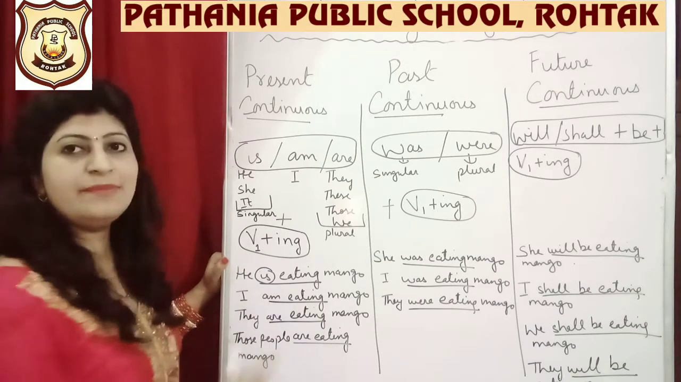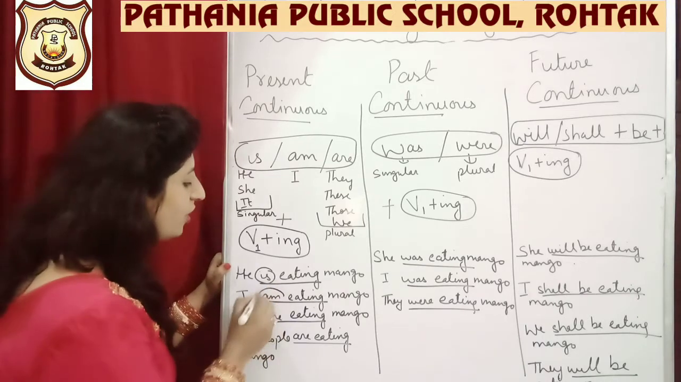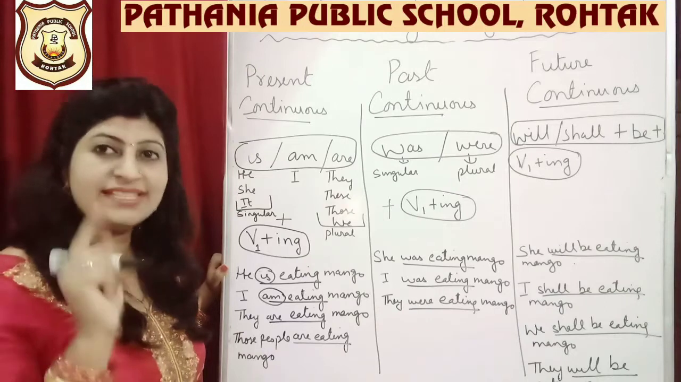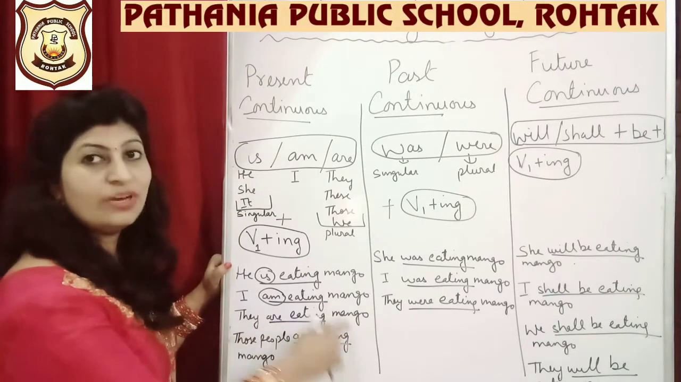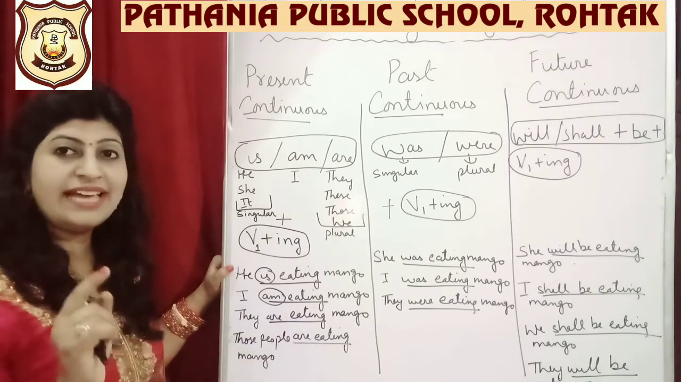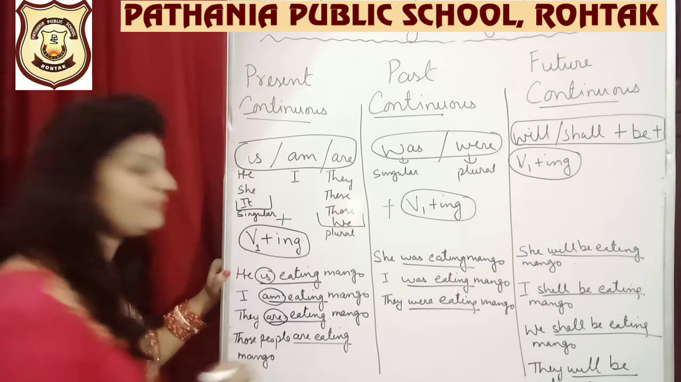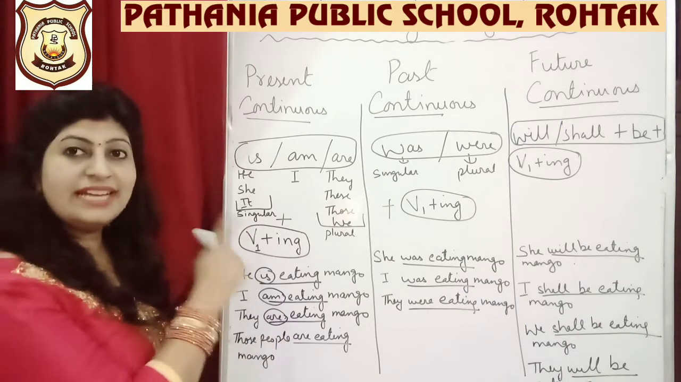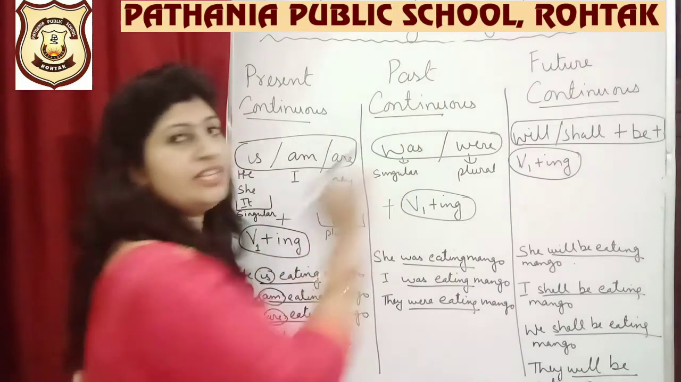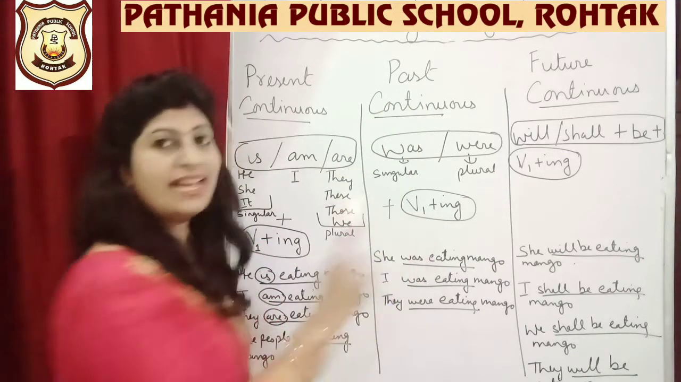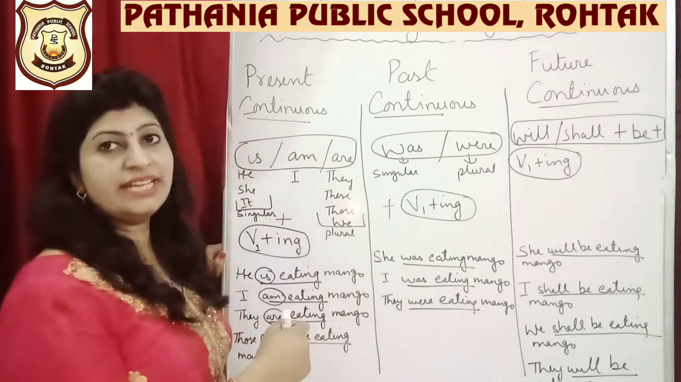I am eating mango. Eating, it is telling you continuous. Am word is telling you it is present continuous. They are eating mango. Eating again, word plus ing. Obviously it is continuous. Are word is telling me it is present continuous. Okay. Similarly, in past continuous, like I said, V plus ing is common.